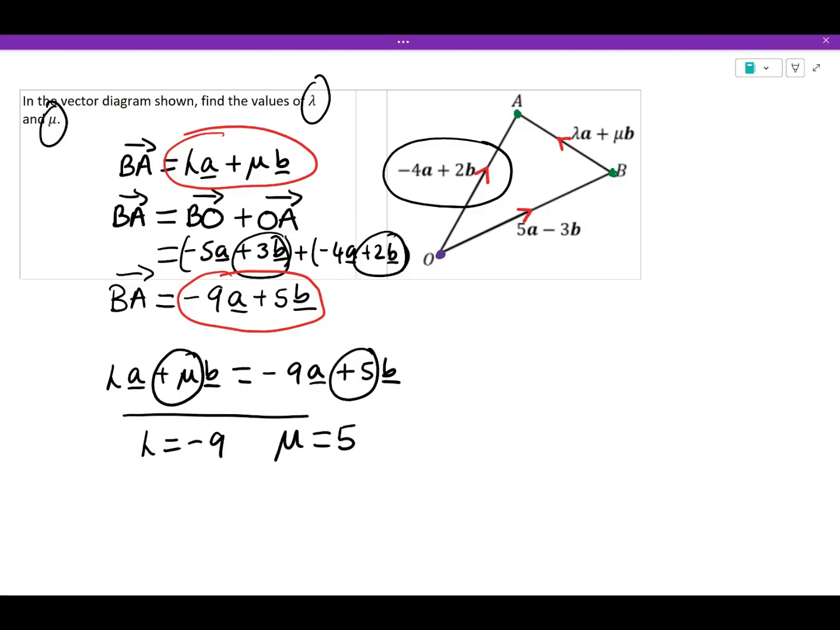And that would be my final answer. Now we're ready to have a go at the toughest type of vectors question you can get at GCSE.